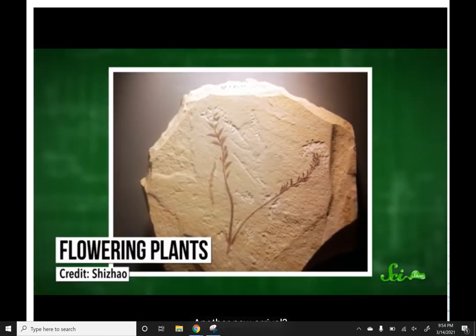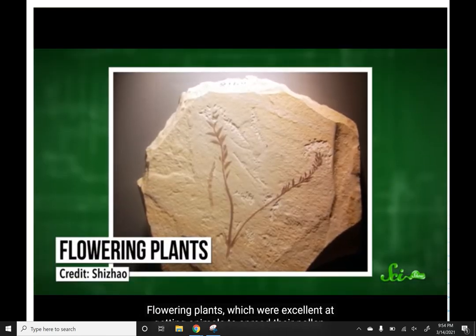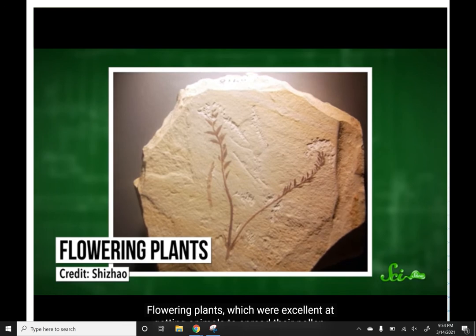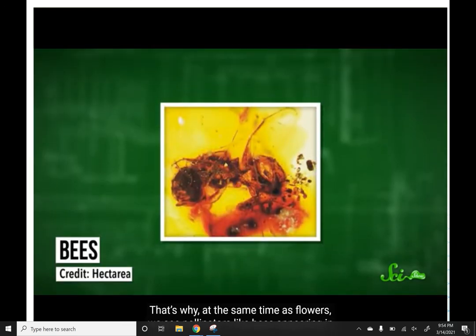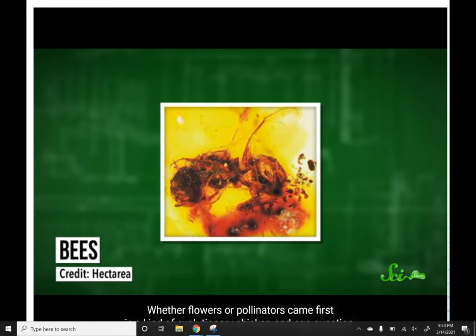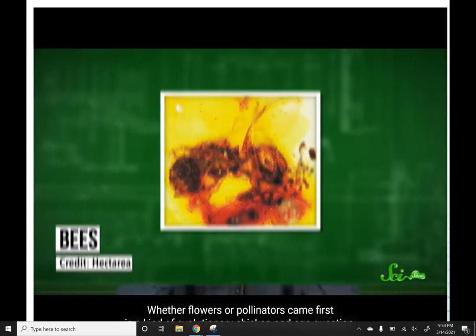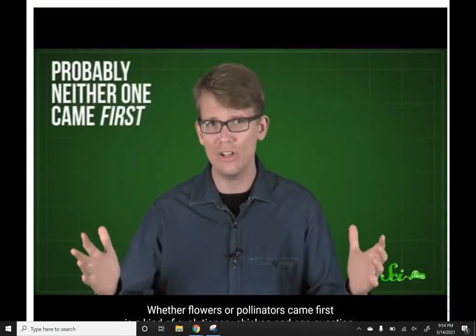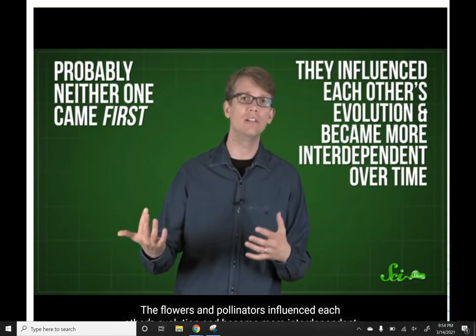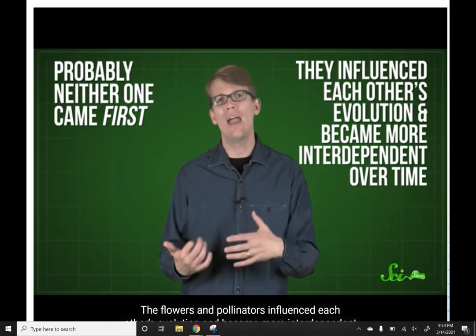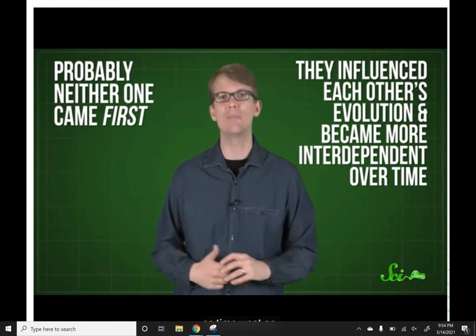Another new arrival? Flowering plants, which were excellent at getting animals to spread their pollen. That's why at the same time as flowers, we see pollinators like bees appearing on the fossil record. Whether flowers or pollinators came first is a kind of evolutionary chicken and egg question. Probably neither one of them came first exactly. The flowers and pollinators influenced each other's evolution and became more interdependent as time went on.